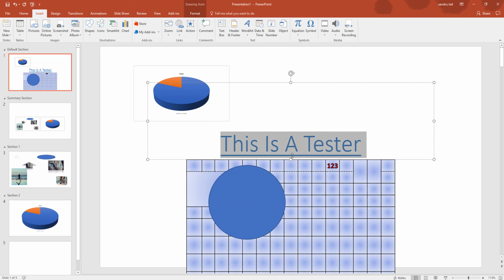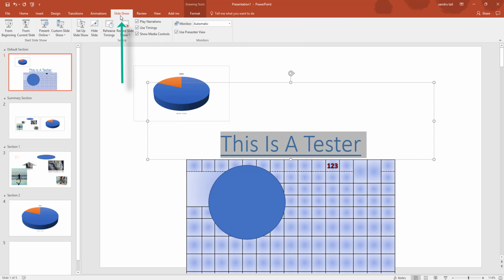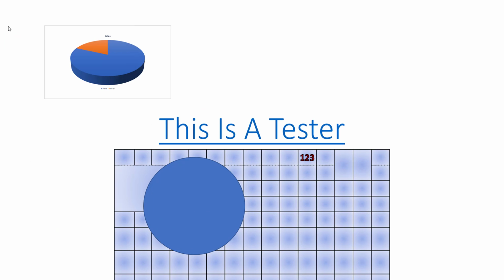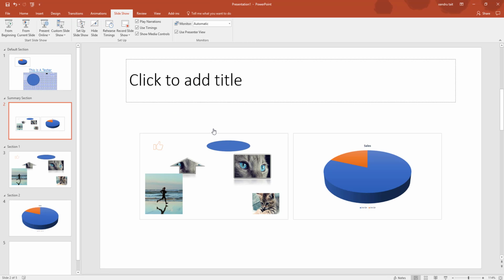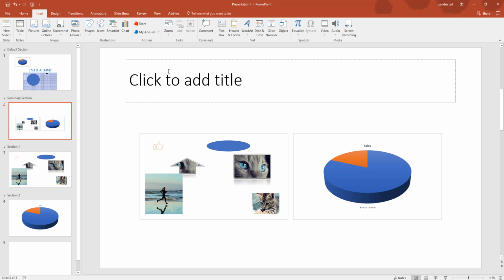So again, when I go over it, nothing happens. But what I'm going to do is come up to slideshow and a ribbon, and I'm going to select from beginning. Now I'm going to hover over where it says this is a tester, and left click, and you can see it jumps to the slide. So it's a good way to link information back and forth between slides, or not specifically slides. You might want to do it to a file. So that's a really handy option using the link and action.